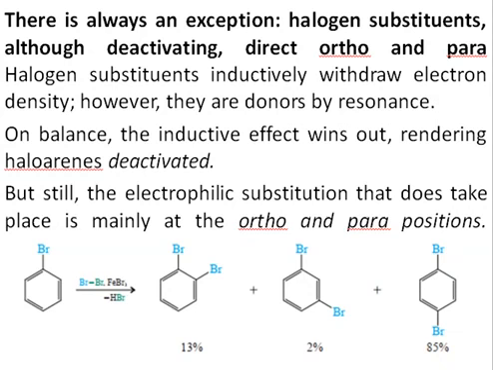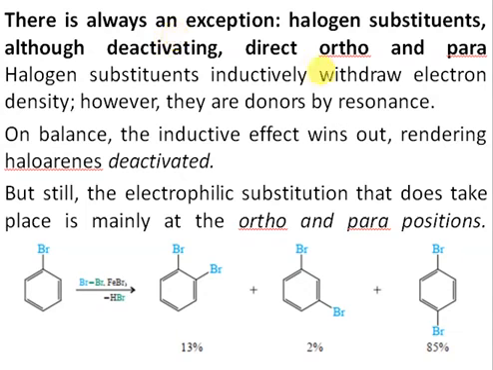Now there's always an exception, which is the halogen substituents, right? In the start we saw that halogen substituents have a dominating inductive effect, and they are withdrawing with respect to inductive effect. So halogens are deactivating the benzene ring. However, although they are deactivating the benzene ring, they are still ortho para directing, right?